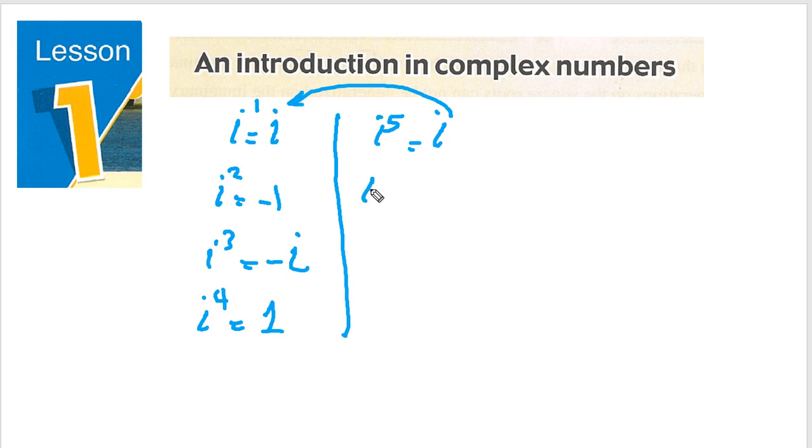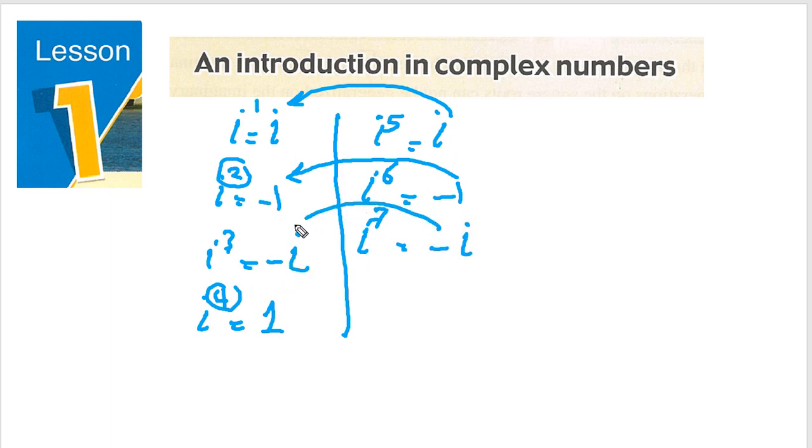And I to the power 6 will be 2 plus 4, 6. Then it will be negative 1 times 1, negative 1. The same value here. Look, it is the same value. And I to the power 7 will be I to the power 3 plus 4, 7. Negative I times 1 will be negative I. The same value like this.